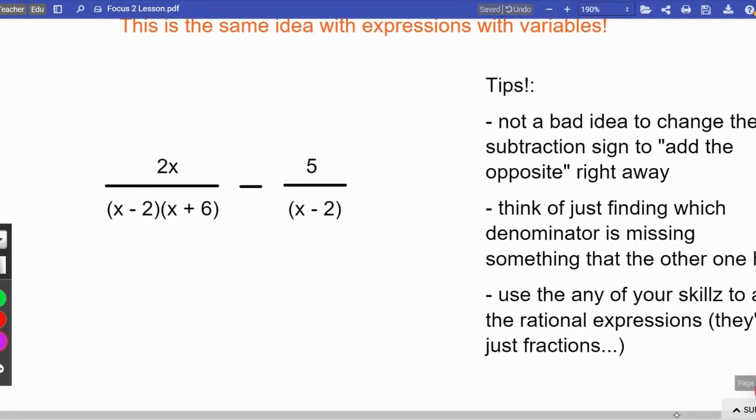Here's some tips too. It's not a bad idea to change the subtraction sign to add the opposite right away. You can do that. That would look like this. Add the opposite just means you're changing this to a plus, and then anything after it changes its sign. So this 5 looked like it was a positive 5, but I changed this, so the next sign over gets changed. Now it's a negative 5. That's what this first tip means.